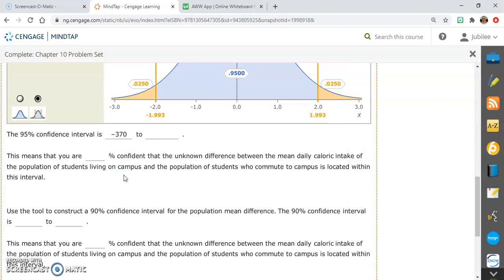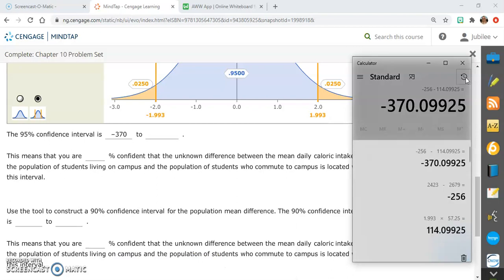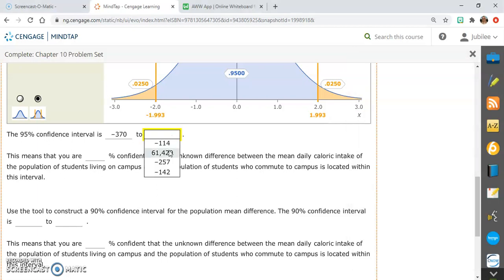Let's see if that's an answer. Okay. Now I need to go back to my mean difference. And this time I'm going to add that number that I calculated a minute ago. That's my interval number. And I got negative 141.9. So that would be negative 142. Okay, so because that's the 95% confidence interval, I am 95% confident that the real unknown difference lies somewhere between these two numbers.